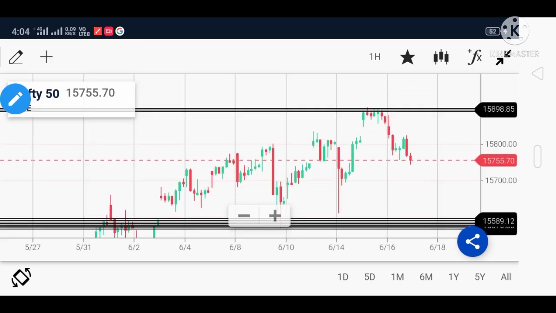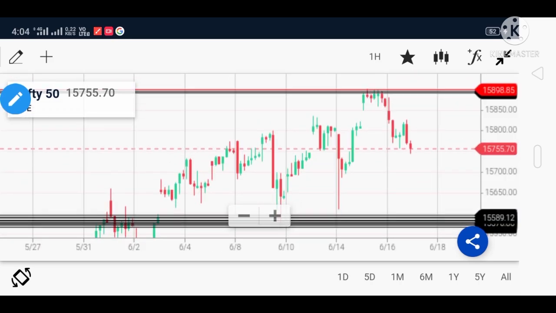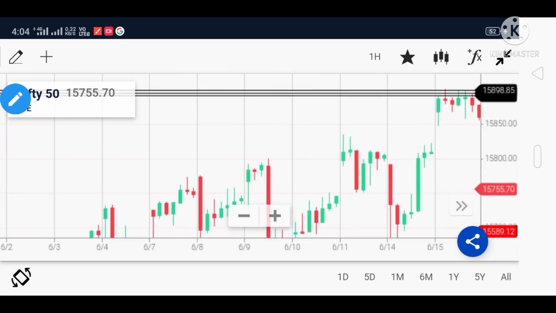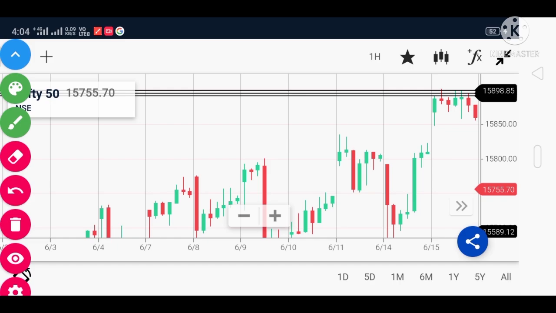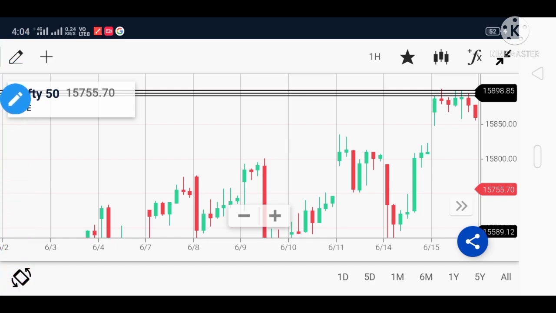Now let's move up. If you look closely, we have marked all the wicks at that point. More than 2 wicks we have marked, all the 3. Now let's move forward. Now we have to mark 200 points below that level. 15,800 was that day's closing, right? So 200 points below will be 15,650, so we have to mark something like this.